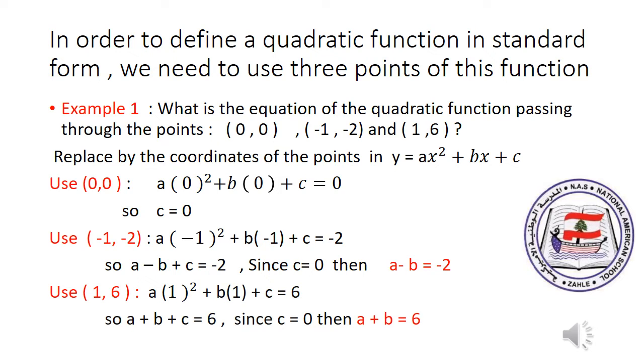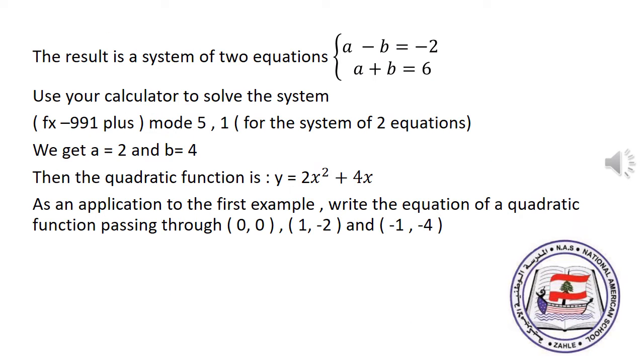Using the third point (1, 6), and by replacing x by 1 and y by 6, we get a + b + c = 6. So the final reduced equation is a + b = 6. The result is a system of two equations for two unknowns: a - b = -2 and a + b = 6.